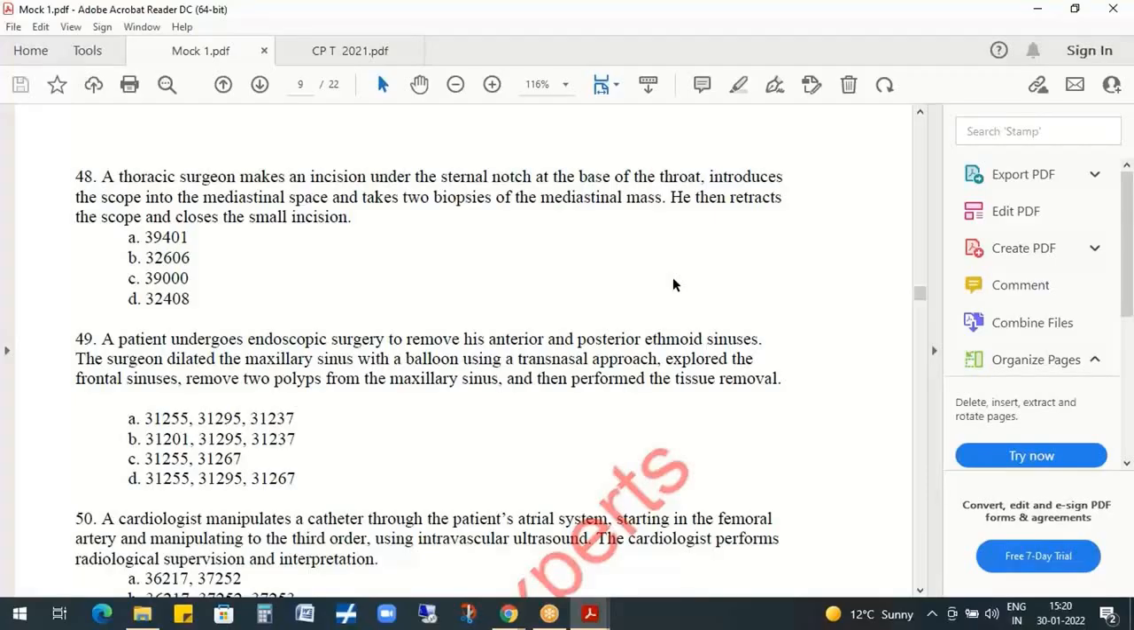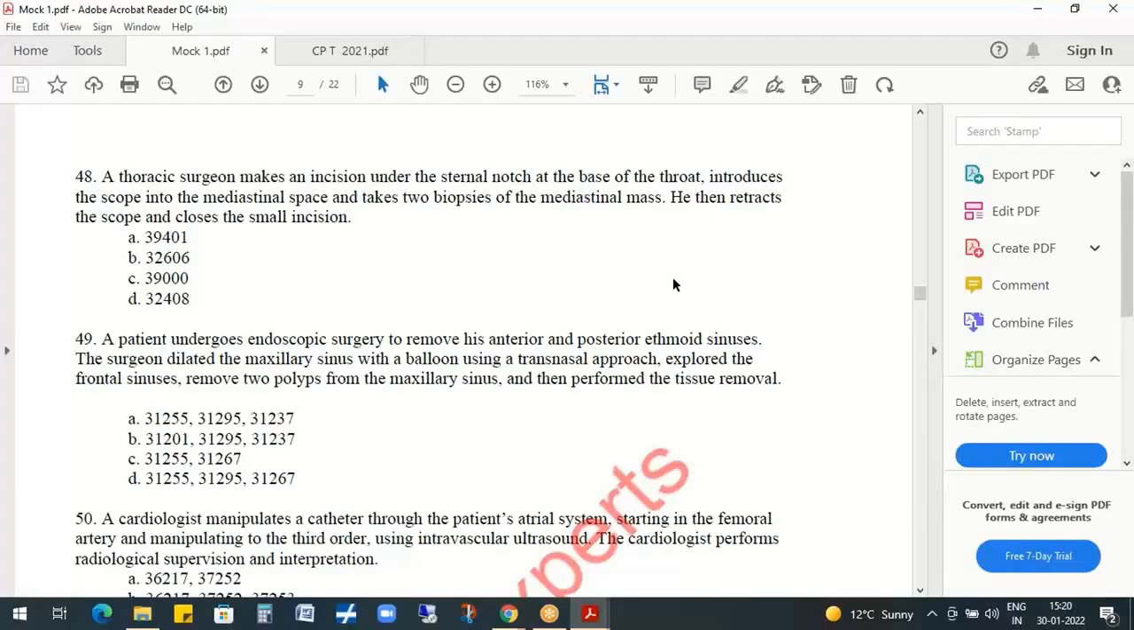That is mediastinoscopy, including biopsies of the mediastinal mass. Introduce the scope into the mediastinal space and take 2 biopsies of the mediastinal mass. See, A is the correct answer here. Why did you code B? Can you tell me?